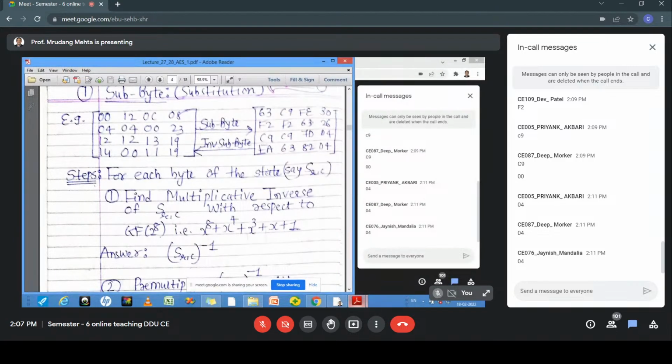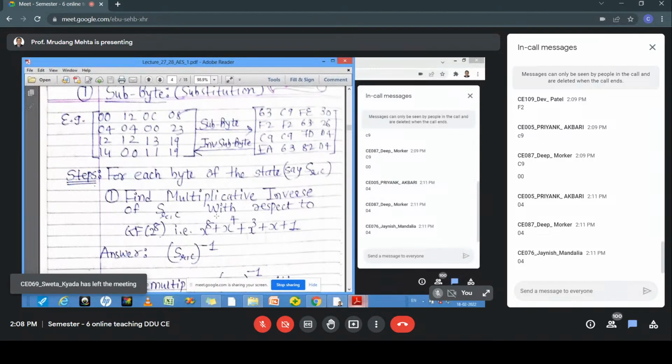For each byte of state, let's say S RC, R means row, C means column. So the byte is in the matrix, and RC means row 0, column 0. First we find the multiplicative inverse with respect to GF 2 raised to 8. What is GF? Can anyone say? Anybody knows GF? Have you studied it earlier? Anybody?